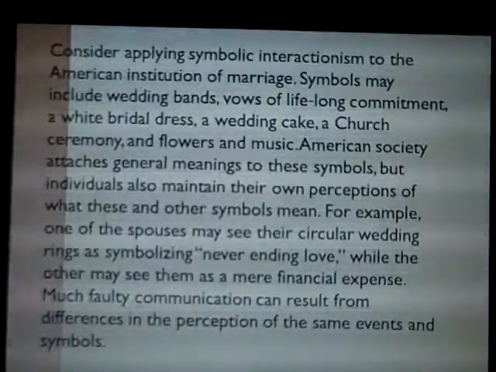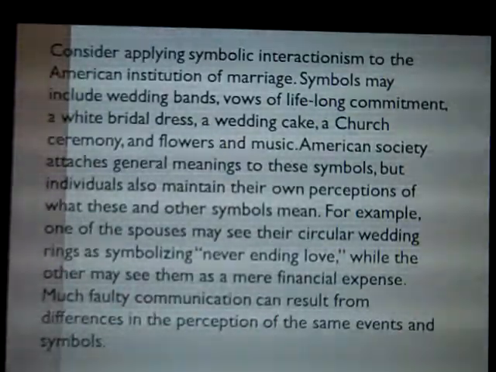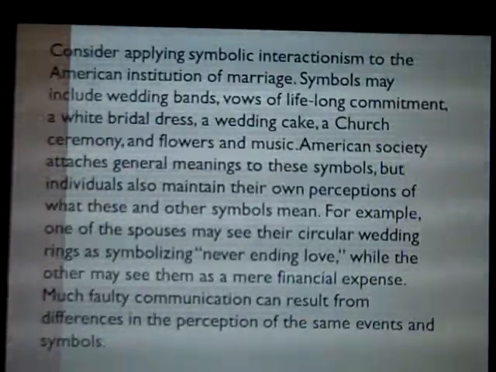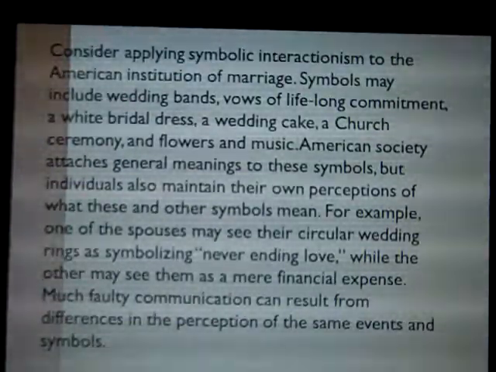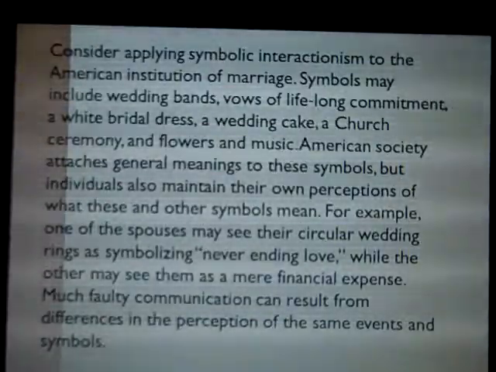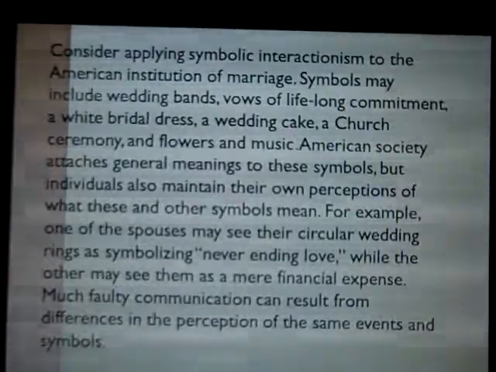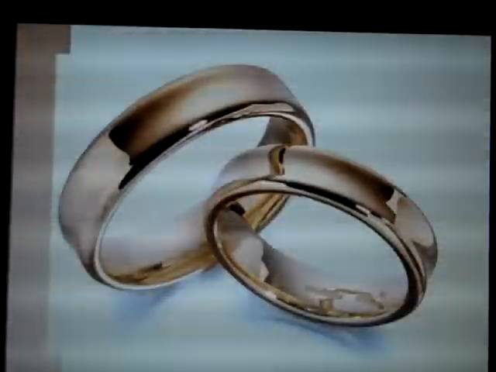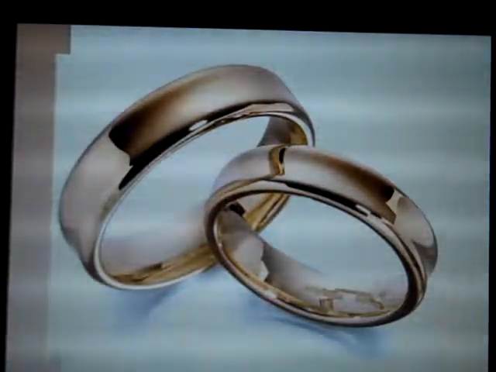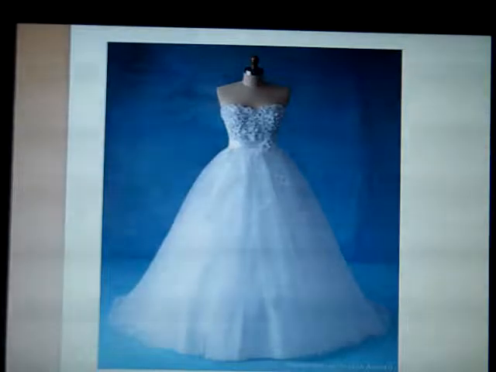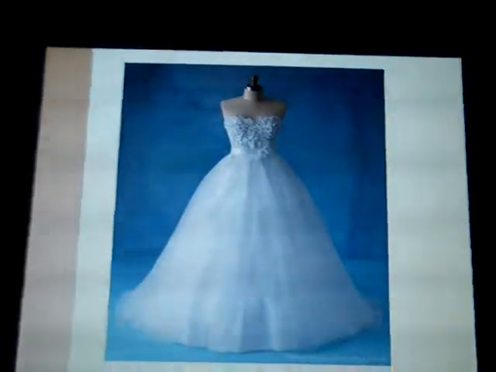Now, sometimes items can symbolize different things. For example, one spouse may see their circular wedding ring as symbolizing never-ending love, while the other may see it as a mere financial expense. And faulty communication can result from differences in the perception of the same events and the same symbols. So we see, the wedding rings here symbolize very specific things generally within our culture. The white wedding dress has traditionally symbolized chastity and purity, perhaps even virginity.